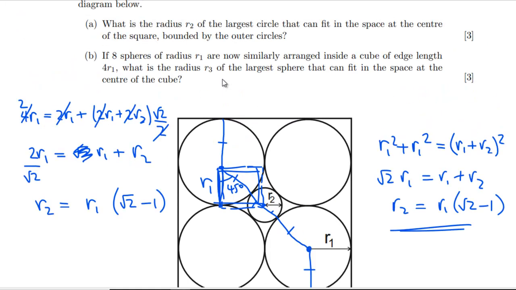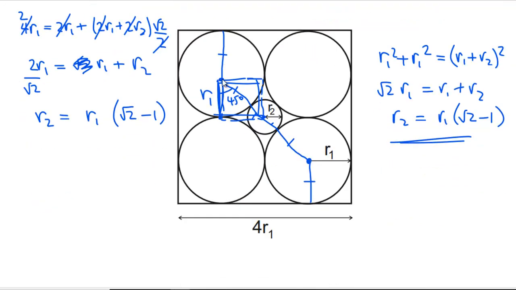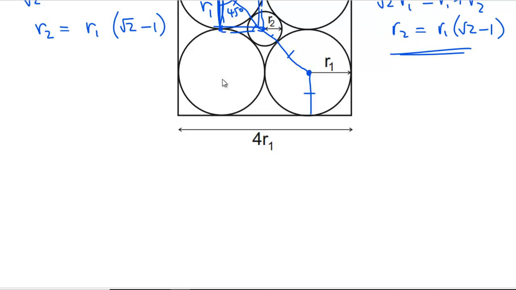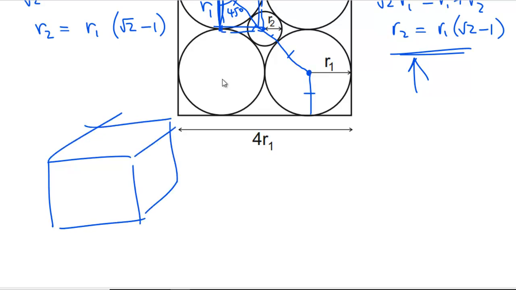Now part B, if 8 spheres of radius r1 are arranged inside a cube, it's still a 4r1 side. What is the radius r3 of the largest sphere that can fit in the middle? So they've stepped it up somewhat, but I think this method is going to be really useful for this. Let's think about the cube first of all. We've got this cube and we've got 8 spheres in it. So we're going to more or less be putting these 8 spheres into 8 mini cubes inside all of this.